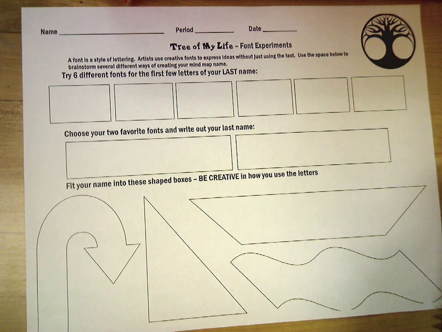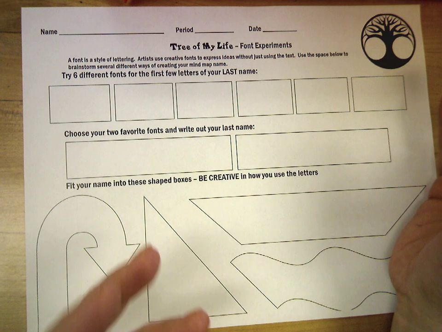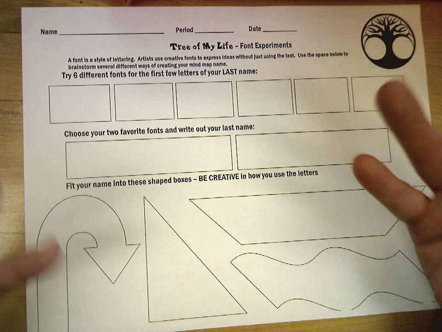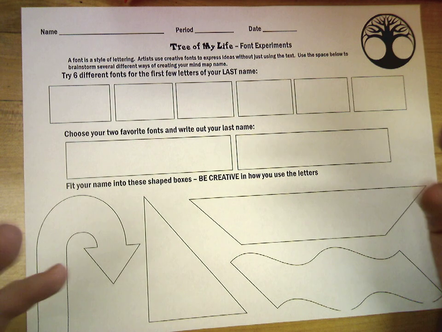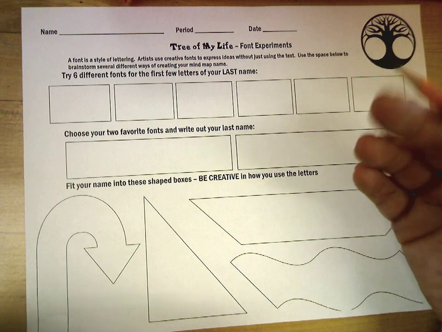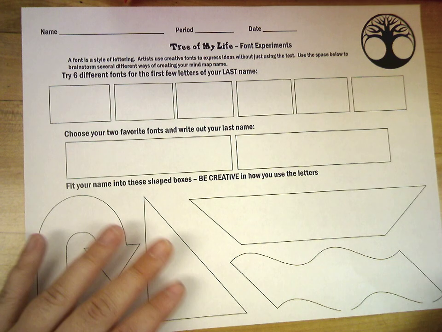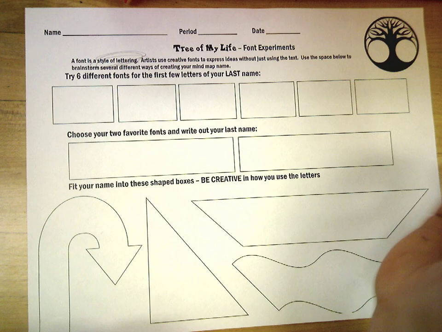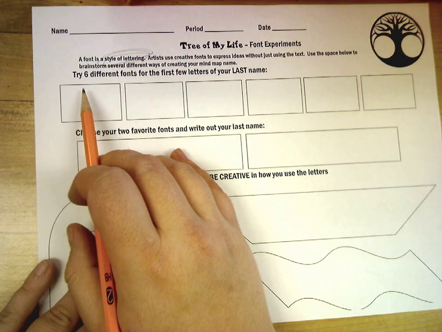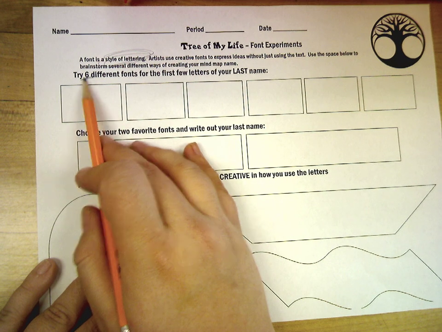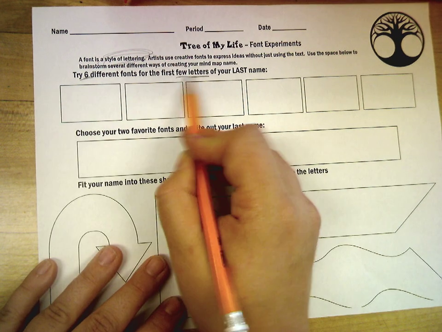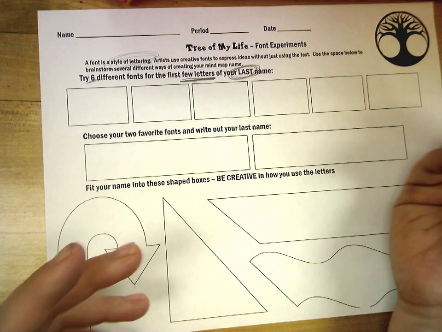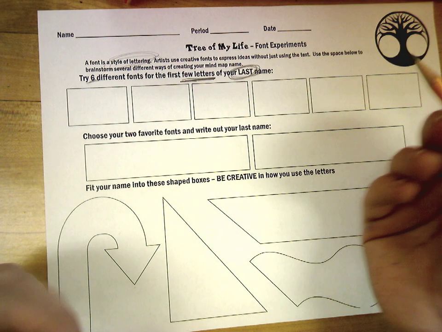All right, ladies and gentlemen, now that we have our symbols, one of the things that's going to be required in your final tree is to include your family name. In order to do that, we need to have some fonts to work with. So we are going to be working with fonts, which is the style of lettering, or the way letters are written. So first off, you're going to try out 6 different fonts with the first few letters of your last name. Since this is your family tree, it's going to be based on your last name.